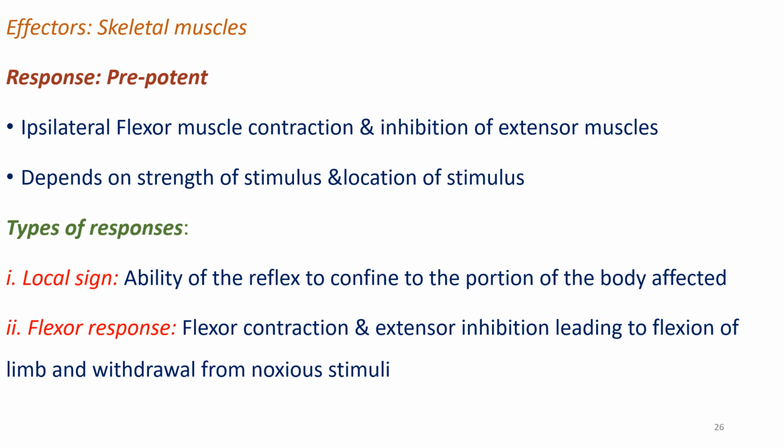Then second is flexor response. Here what happens? To remove that body part, flexor contraction and extensor inhibition occurs. That is, flexor muscles are contracted and extensors are inhibited, leading to flexion of the limb and withdrawal from the noxious stimulus.